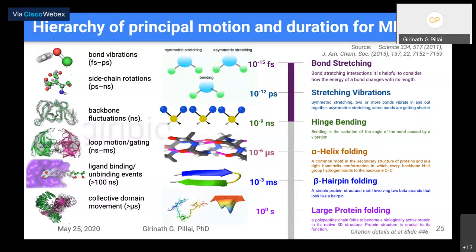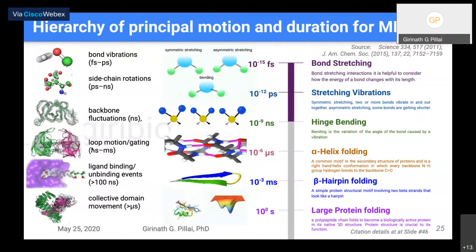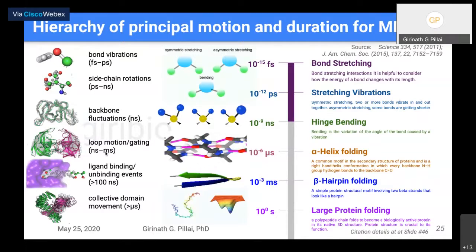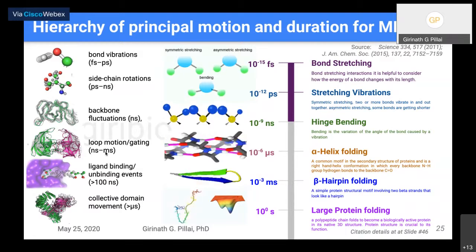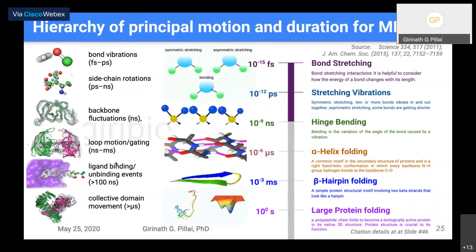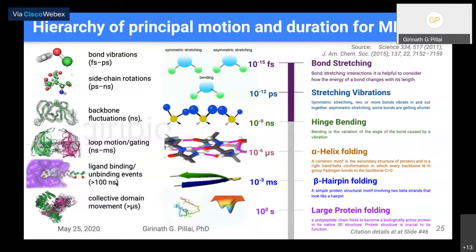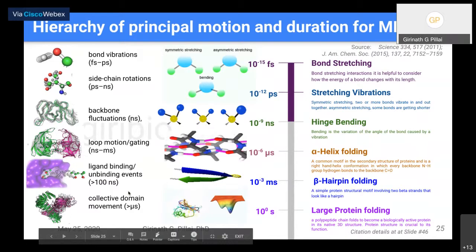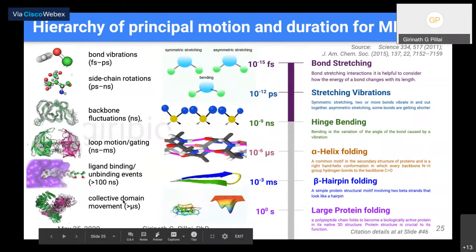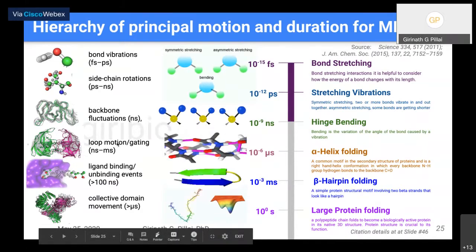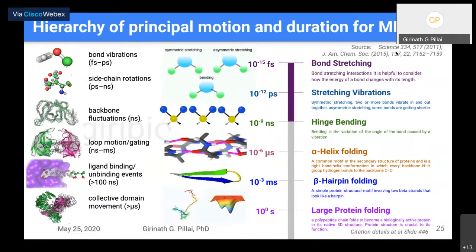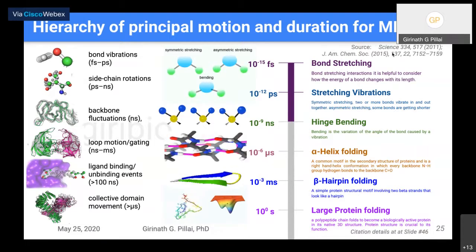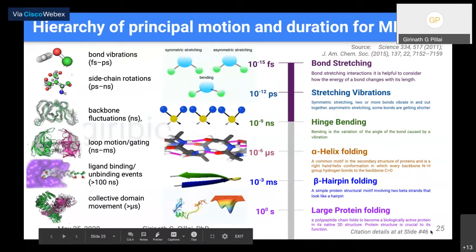And then loop motion or gating, again, is done between nanoseconds and micro or milliseconds, and ligand binding-unbinding events take some hundreds of nanoseconds, anyway greater than 100. Collective domain motion, it's again in the microseconds. So I have taken this from a few papers. The main ones are cited here, and the others are all there on slide number 46.